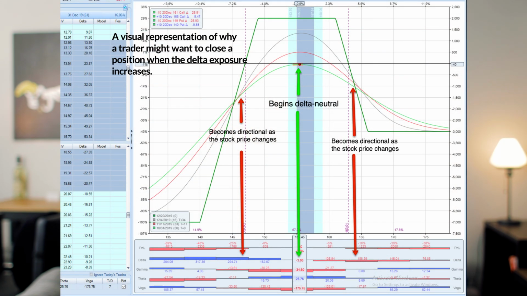For instance, if you sell an iron condor that starts off delta neutral and you want to close the iron condor when the directional exposure gets to plus or minus 15 delta, you'll be periodically checking the portfolio tab, and as soon as your short iron condor's position delta gets to plus or minus 15, you are going to take off that iron condor, or you're going to implement some adjustment strategy to bring that delta back closer to neutral. In both approaches, you're using delta to manage your trades, but in two different ways.